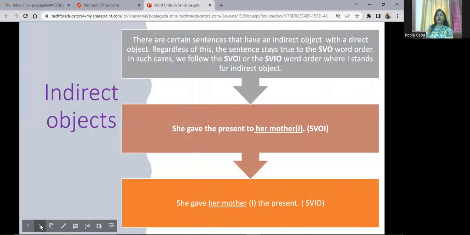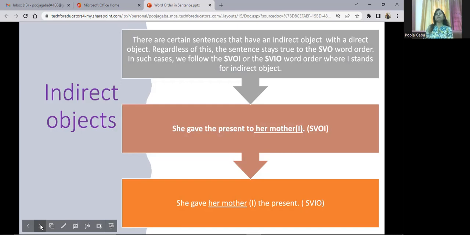Now, if we have indirect objects in our sentences, then how do we deal with them? There are certain sentences that have an indirect object along with a direct object, meaning we have both the direct and indirect objects. Here, the SVO order will remain the same, meaning subject, verb and object. Only we have to decide where to place the indirect object. We can follow S, V, O, I, where I is the indirect object, or S, V, I, O. The indirect object can be placed after the direct object or before the direct object, both ways.